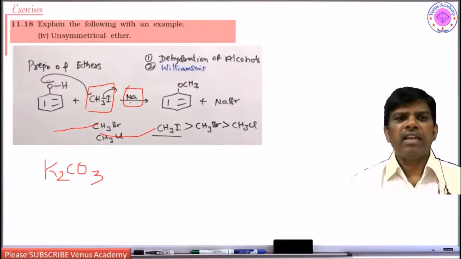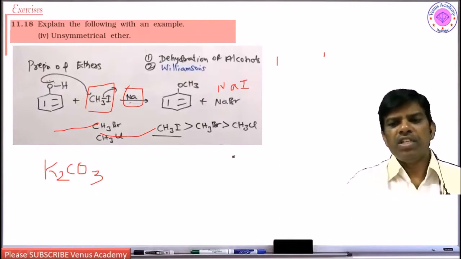This methyl iodide substitutes oxygen. So iodide goes out. If I use methyl iodide, I am going to get sodium iodide and this methoxybenzene, right? So Williamson synthesis is one of the best methods to prepare mixed ethers.